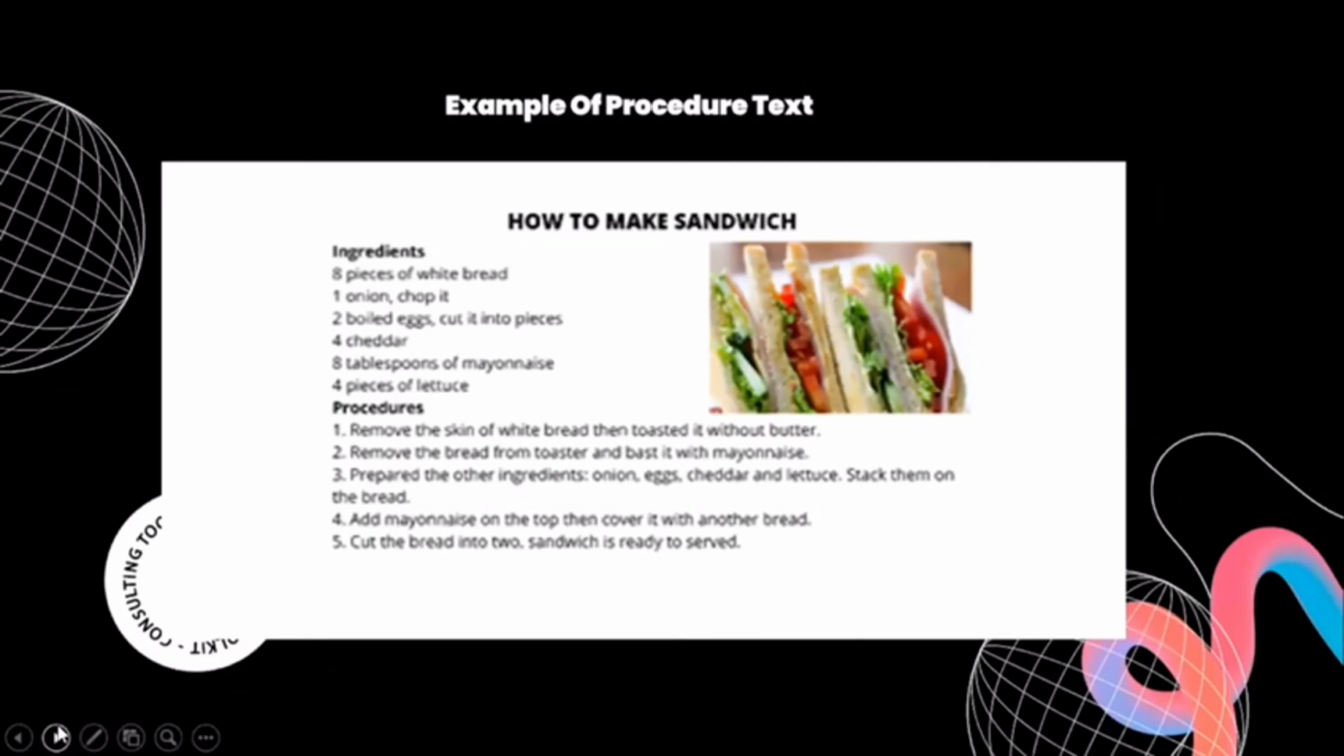Next, this is the example of the procedure text. So this is the first example of the procedure text, how to make a sandwich. So the teacher will tell the ingredients of the sandwich and explain the example of the sandwich, also asking the students to find out the structure of the text, the purpose, the function, and also the types of the text.